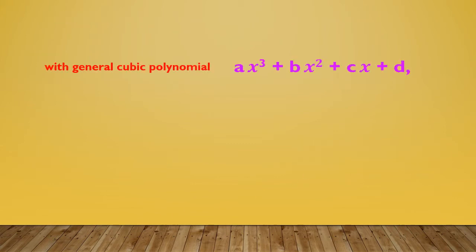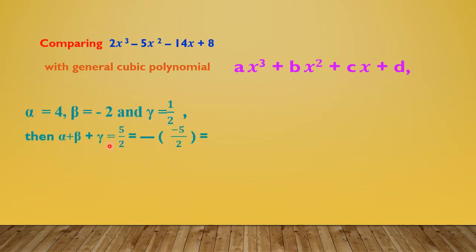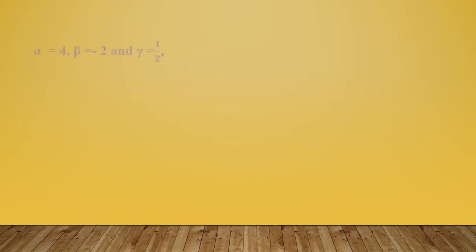Now, in general, this is the general cubic polynomial and this is our particular polynomial which we took in our example. These are the zeros, and on adding the zeros we are getting 5 by 2, which is again equal to minus b upon a. Minus of minus 5 by 2 is minus of b upon a. As you can see over here, this is b and this is a, but this is minus, which is over here. As we know, alpha is equal to 4, beta is equal to minus 2 and gamma is equal to half.